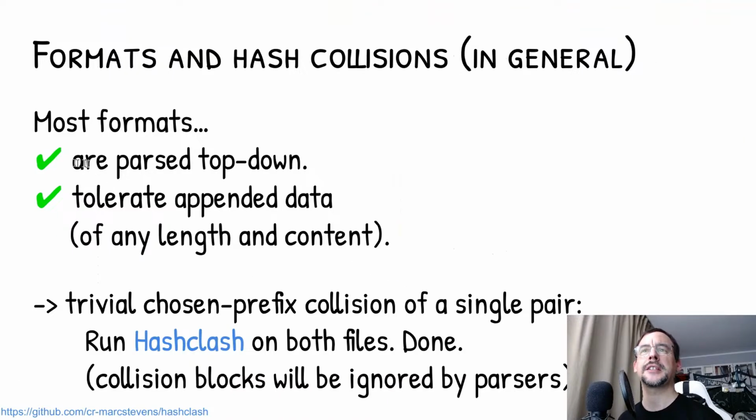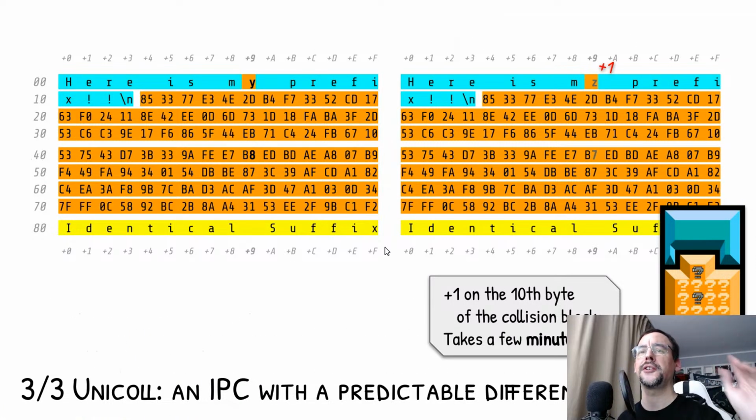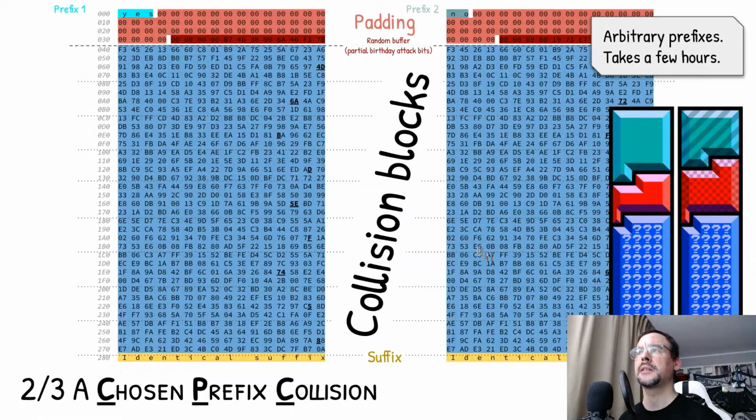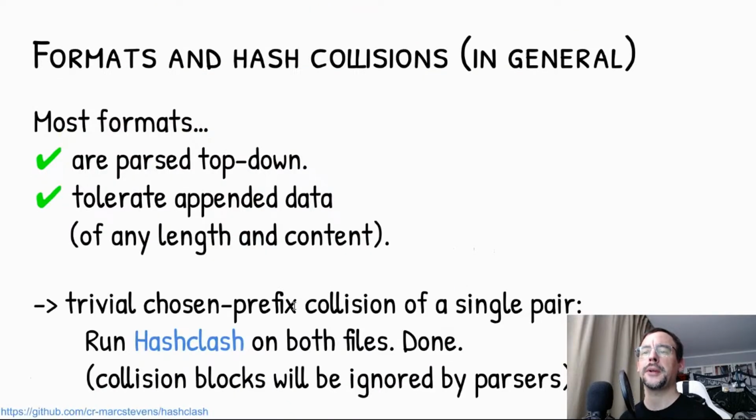And since most formats are parsed top-down and iterate upon the data of any length of any content, which means at the end of the official definition of the format, you can put whatever you want, it's trivial to do a chosen prefix collision on a single format. You take 2 files, and then you run HashClash. This is the name of this collision, and then you will get 2 files with appended collision blocks, and the file will be valid if the format tolerates appended data. And then you get it instantly. I mean, not instantly. It will take a few hours or something. But yeah, that's all. So what else should there be to demonstrate?